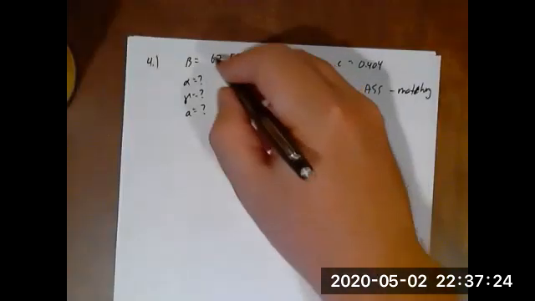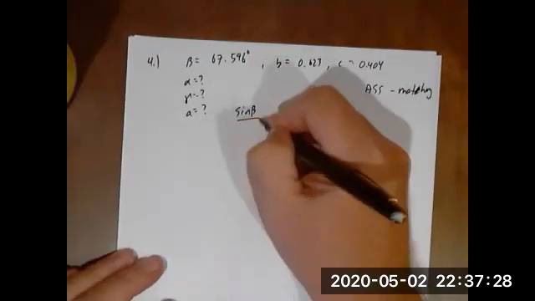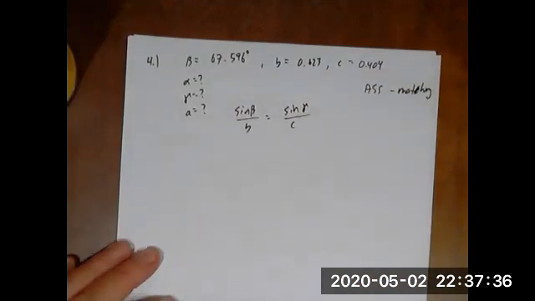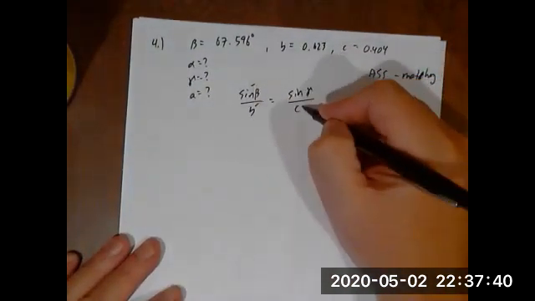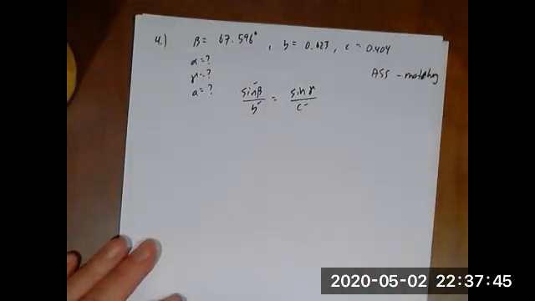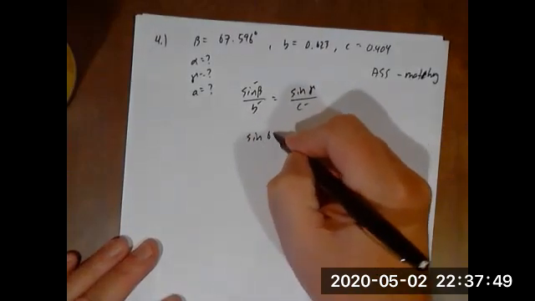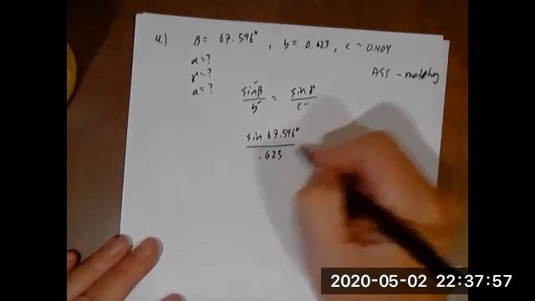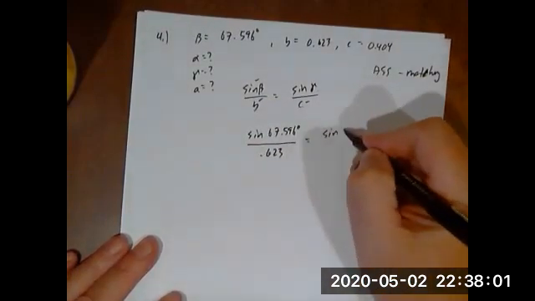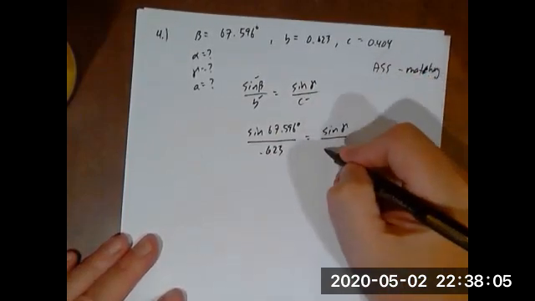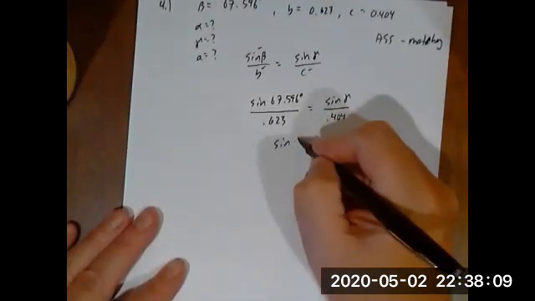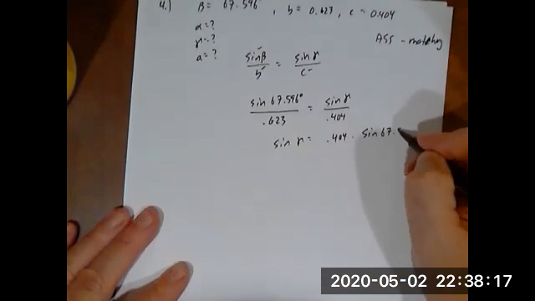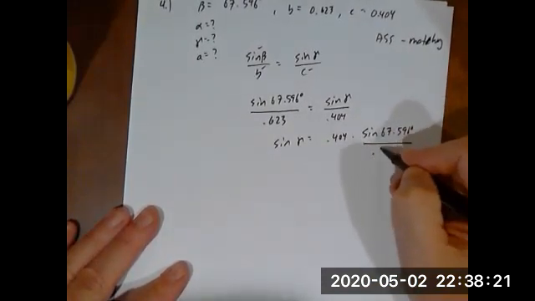So law of sines: sine of beta over B equals sine of gamma over C. I can find sine of gamma because they've given me side C. So I know these 3 things here, which is going to allow me to solve for angle gamma. So the sine of beta, sine of 67.596, over B, 0.623, equals sine of gamma, which I don't know, I'm trying to solve for gamma, over side C, 0.404. So now sine of gamma is going to be 0.404 times the sine of 67.596 degrees over 0.623.